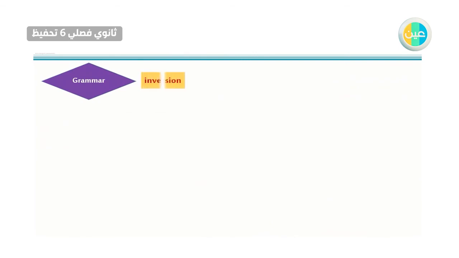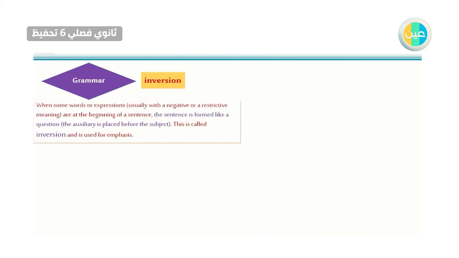Okay, the last thing we have is grammar. This is about inversion, and inversion means when you change the order of something. In English grammar, when some words or expressions, usually with a negative or restrictive meaning, are at the beginning of the sentence, it is formed like a question. But it is not a question, it is a sentence. The auxiliary is placed before the subject. This is called inversion and is used for emphasis.